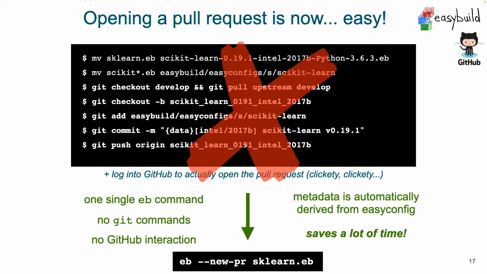All of that is basically now condensed into a single command, eb --new-pr, and EasyBuild takes care of all of that for you. So you don't have to do it manually, and EasyBuild doesn't make mistakes when it does this. So it saves you a lot of time. If you're not familiar with Git or GitHub yet, you don't have to worry about that. EasyBuild knows how to do that. And even for people who are experienced with Git or GitHub, it's still a big time saver. So you don't have to do this dance of multiple commands. It takes care of the details for you.